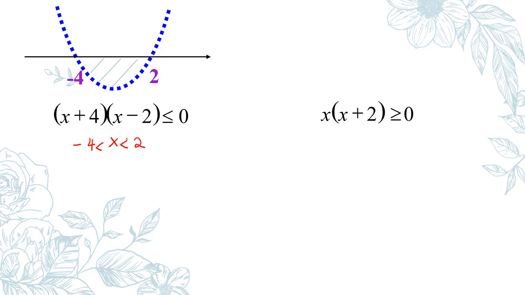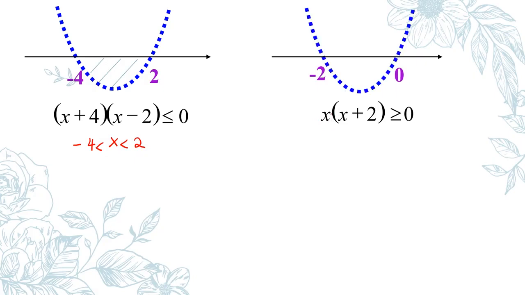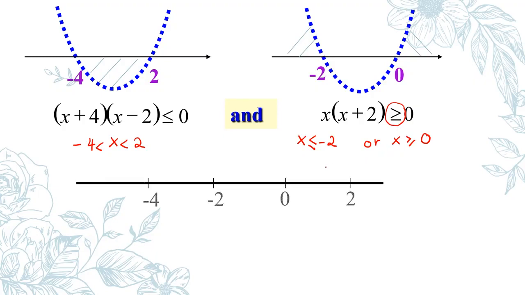Okay, let's look at the second part here. When we factor out, we get x equals 0 and x equals negative 2. And again, the coefficient of x squared here is 1, which is positive, so it is a smile graph. And because y is greater than 0, we are shading the upper part here. So we can write it as x is less than or equal to negative 2, because we are following the notation here, or x is greater than or equal to 0.